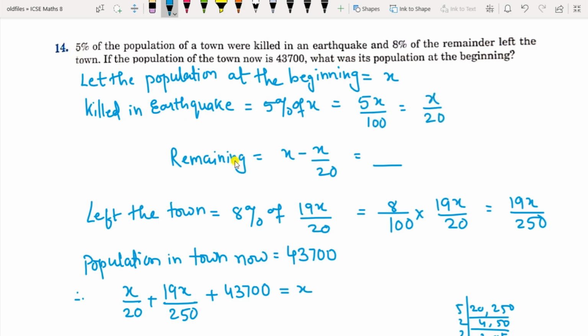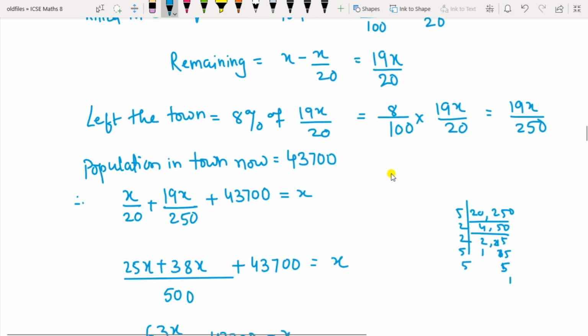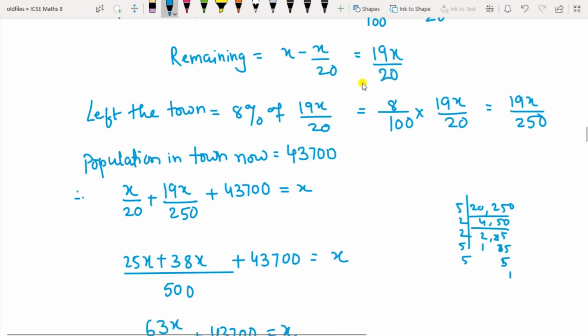Now the remaining people are total minus this. After taking the LCM, it becomes 19x by 20. That is the remaining. Now from that 19x by 20, 8% of the people left the town. So 8% of the remaining becomes 19x by 250. And now the population remaining in the town is 43,700. Now add all this: people killed in the earthquake, those who left the town, and the remaining, equal to the total population before.